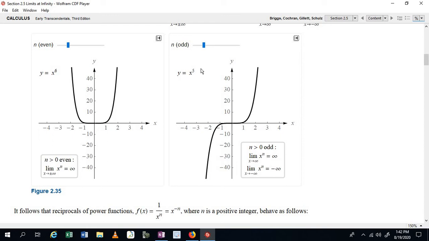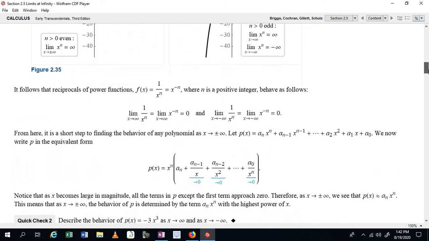If you were to multiply the odd one by a negative number like -7, that would also flip this. So the end behavior on this side would be up, and the end behavior on this side would be down. So multiplying by a negative coefficient would flip the end behavior of these. So just be aware of that.